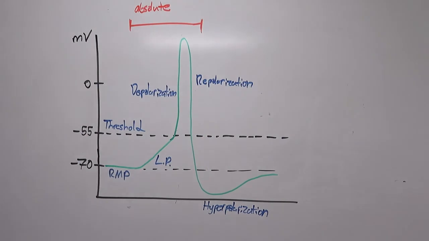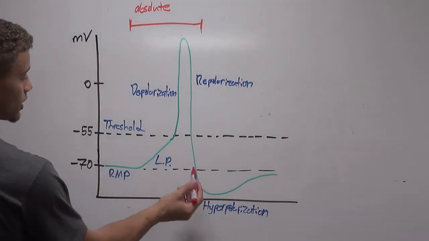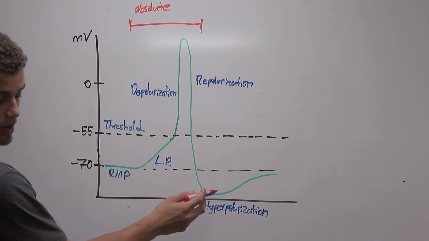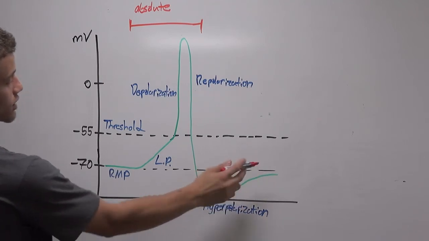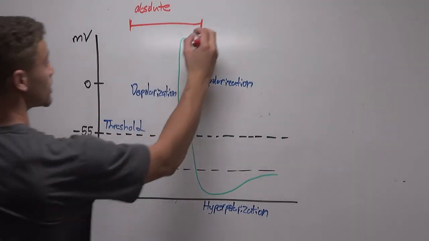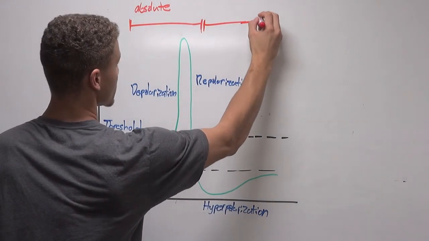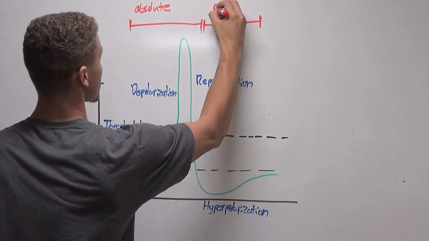That would be the absolute refractory period. Now the relative refractory period would be from the portion where the curve dips under the resting membrane potential to when it reaches resting membrane potential again. That would be from here to the end, and this is known as relative.